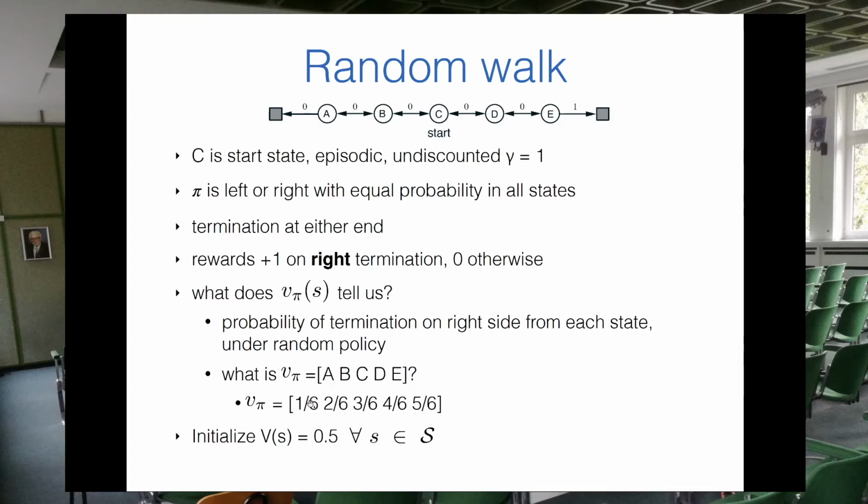For state A, the value is going to be 1/6. The value for B is going to be 2/6, and so on. The value for E, for example, is going to be 5/6. And we are going to approximate this using our temporal difference learning rule. For this experiment, we are going to initialize the value of every state to be 0.5.